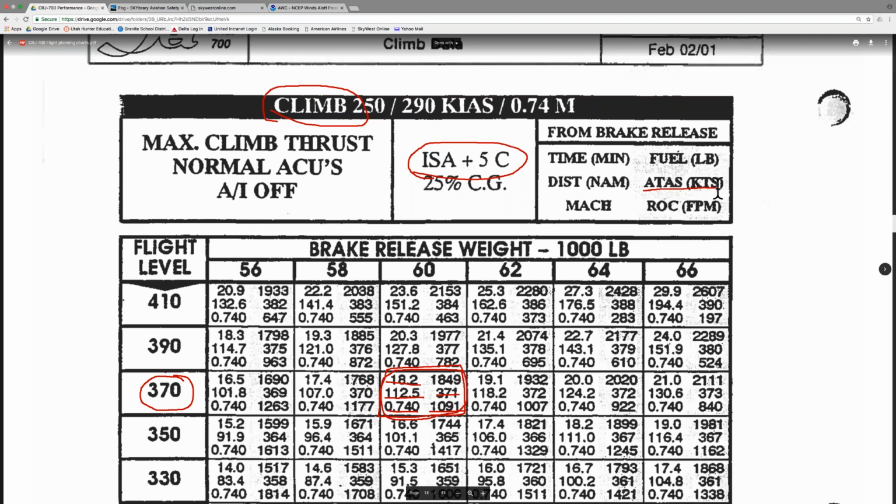Our true airspeed will be 371 knots, and then the amount of fuel that we're burning. This one's not per engine. During the climb, we will burn 1,849 pounds of fuel to climb to this altitude. So this is a chart that we're going to be using in our flight planning, but it's all derived off of our ISA deviation.